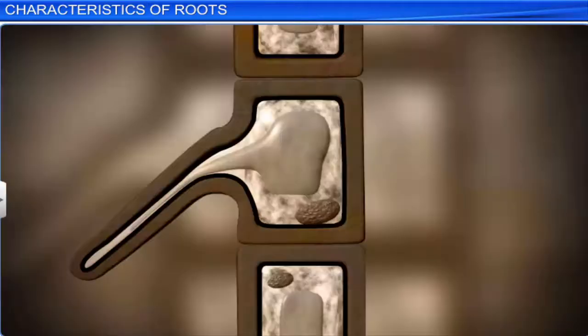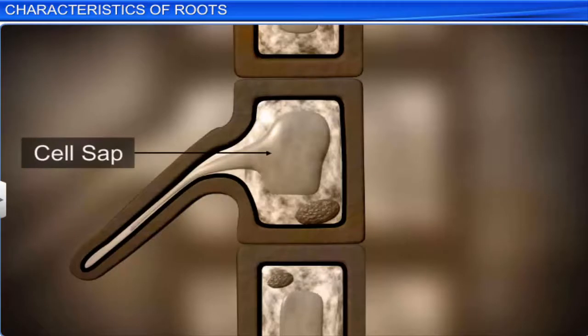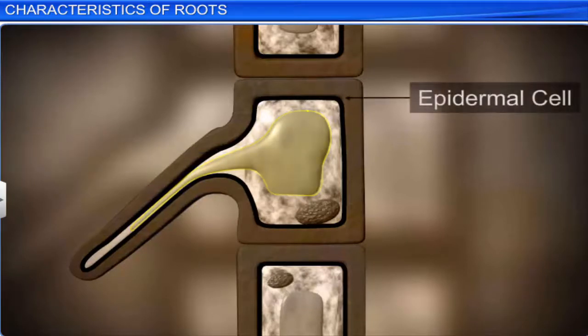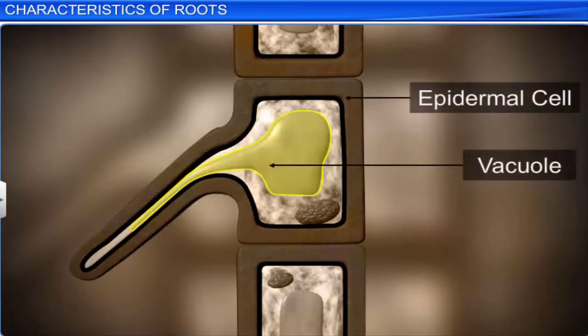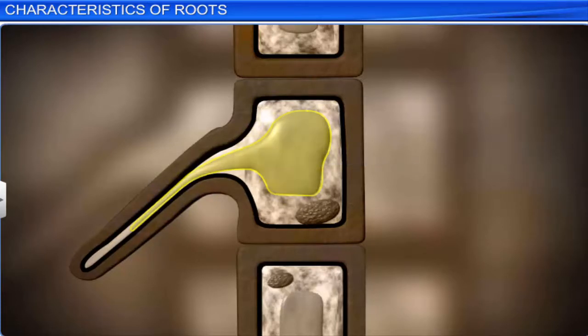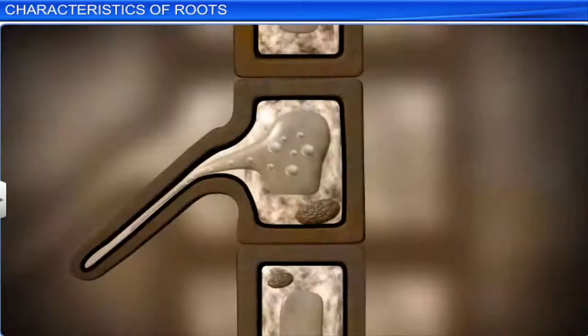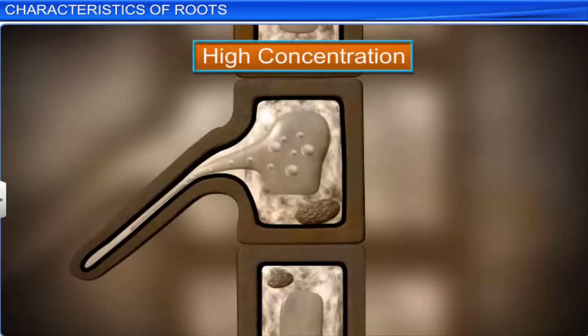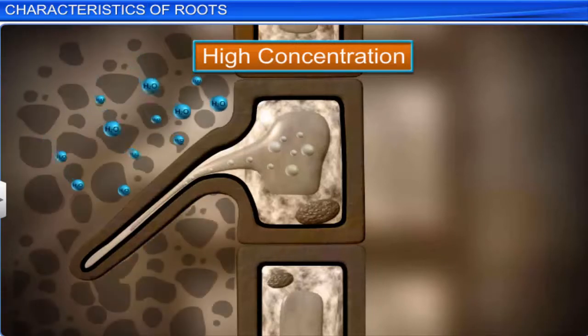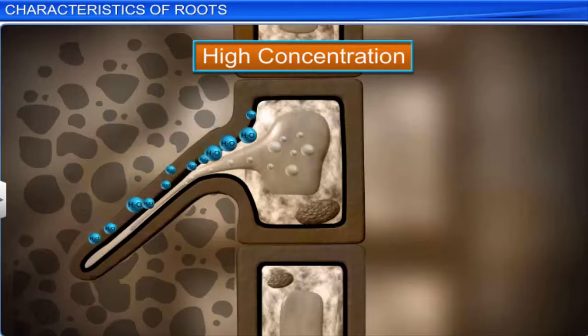Root hair is made up of a single cell, and its sap is an important factor in determining its absorbing ability. It is an extension of the epidermal cell of the root and contains a vacuole. These vacuoles contain sap rich with salts. These dissolved salts create a high concentration in the root hair. This high concentration of salt makes water move from the soil to the roots.